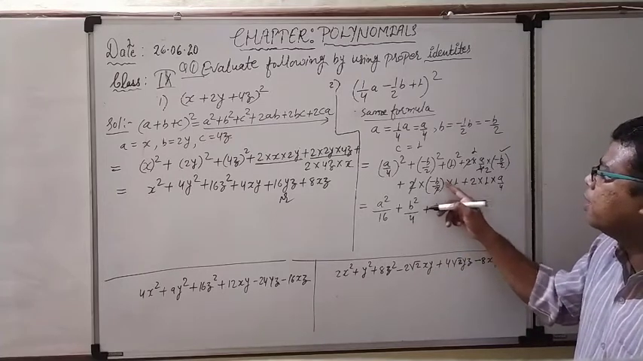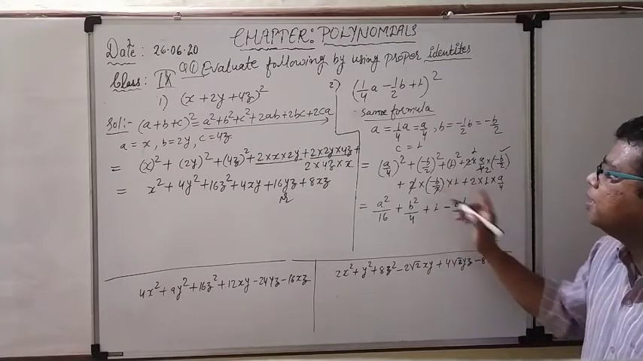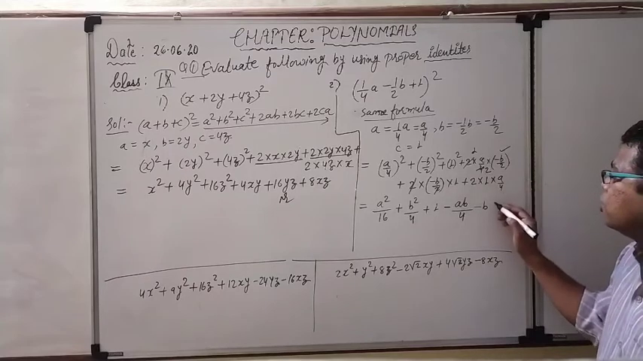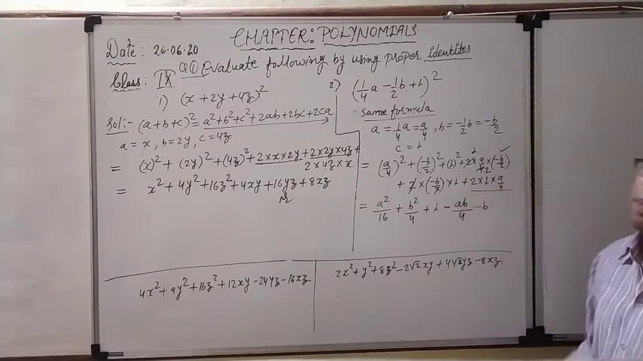After that, see the numerator: minus B only. Nothing is remained in the denominator. Right now go for the last one, plus 2CA. This is the plus 2CA.